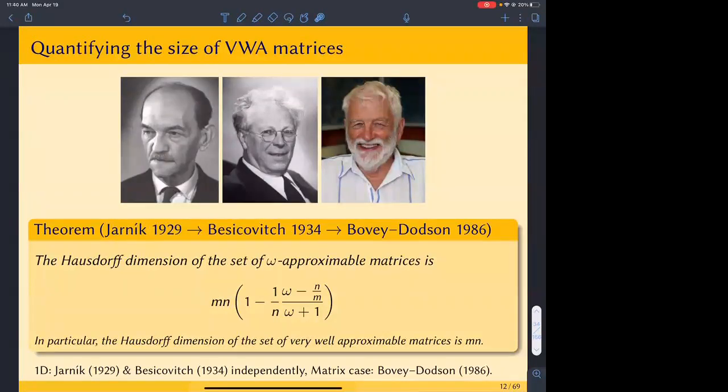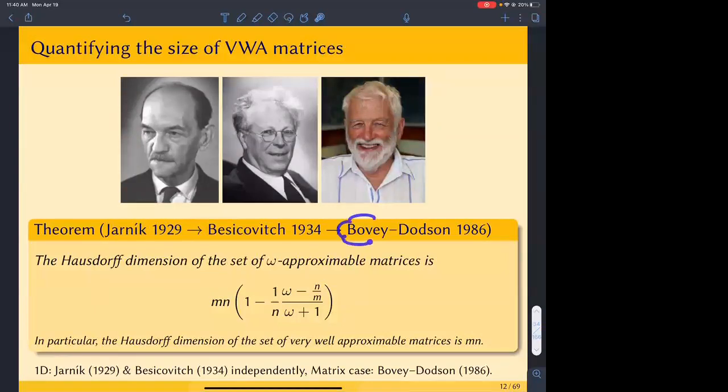Okay, so what about the VWA matrices? So the VWAs also turn out to be of full dimension. And this was, again, initially done by Jarnik and Besicovitch independently around the same time. And then again, you'll notice there was a gap, lots of papers, which I haven't mentioned, before Bovey and Dodson.